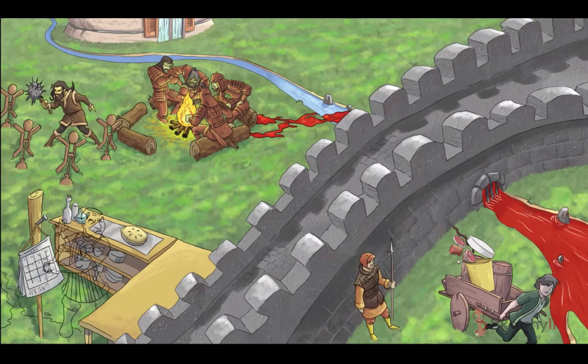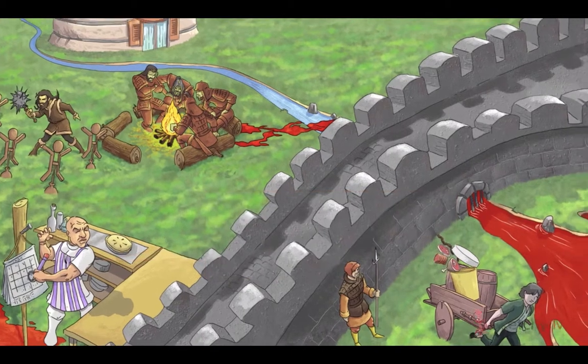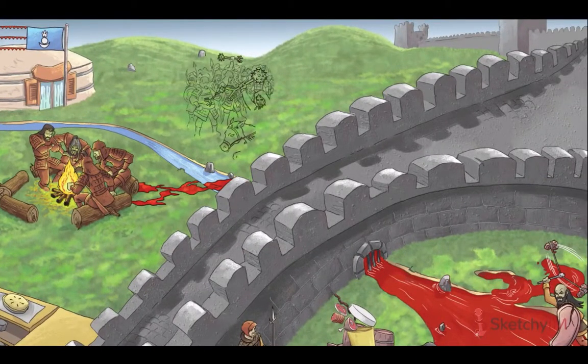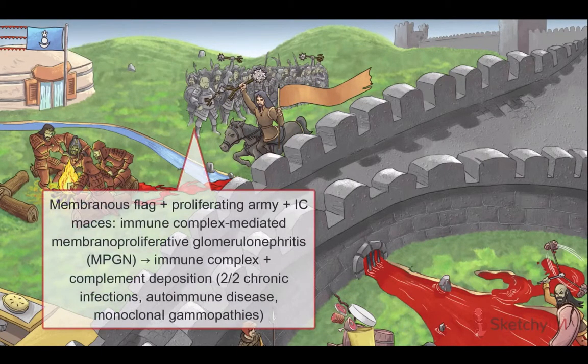Next, we'll cover a few systemic diseases that affect the glomerulus, including post-streptococcal glomerulonephritis, the most common cause of glomerulonephritis in children, though it can be seen in adults too. This glomerular disease follows a pharyngitis or skin infection caused by Strep pyogenes, so we've brought in our recurring pyogenes pie.